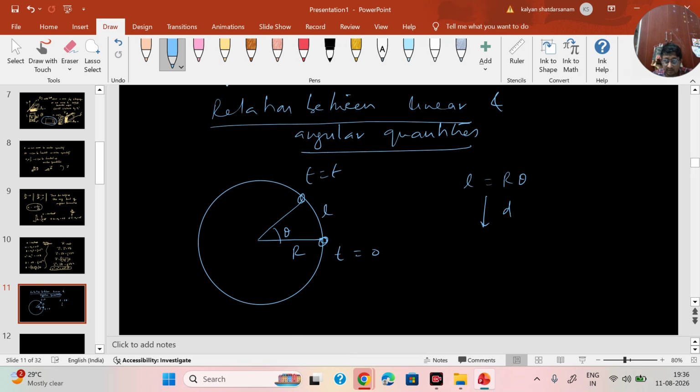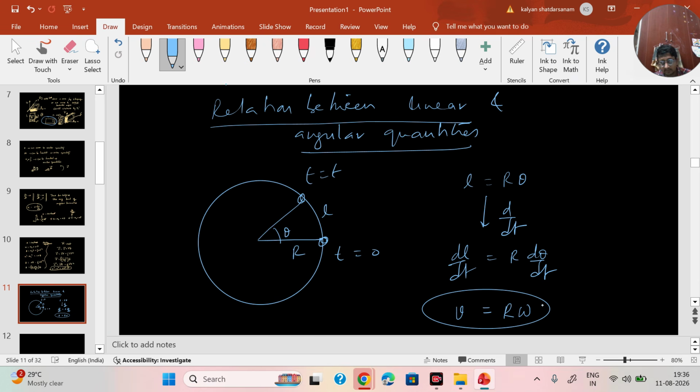Then you differentiate this equation with respect to time. You get dl by dt, the rate of change of distance traveled, r is a constant, is d theta by dt. We know rate of change of distance traveled is speed. There is also another definition for speed, magnitude of velocity. Whether you say rate of change of distance traveled or magnitude of velocity, both are the same, no difference. And d theta by dt is, of course, angular speed omega. So this is another important relation between linear and angular quantity: v is r omega.